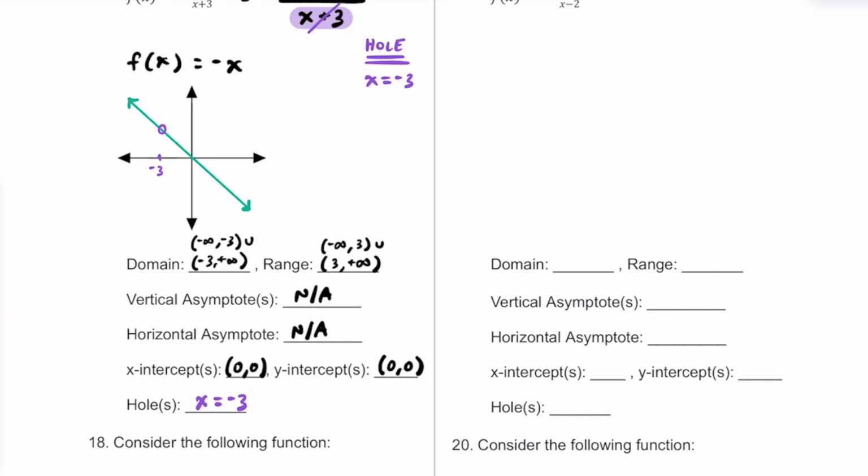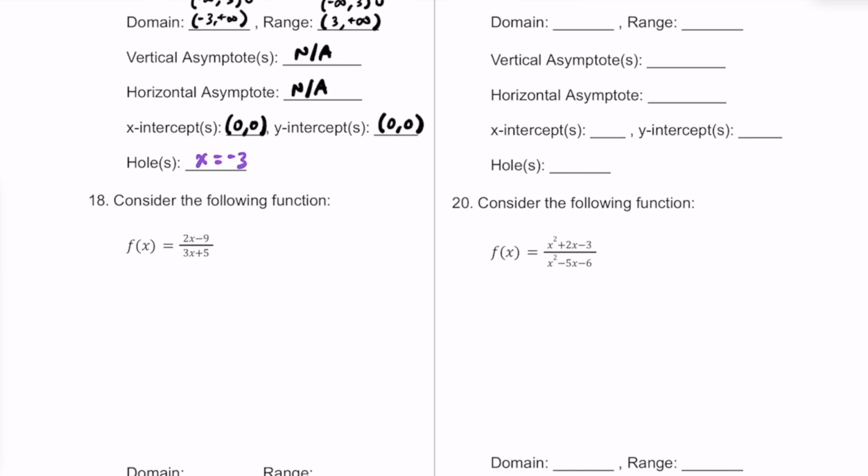If you want to find out where the exact hole is, you can plug -3 into the function we have here. You're going to see it's located at -3, +3, so there's going to be a hole right on our line there. Let's check out number 18.